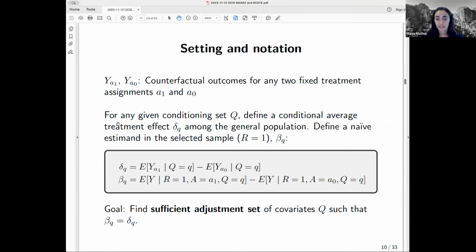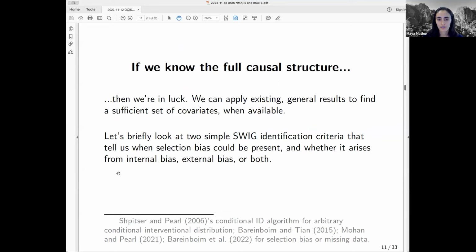The estimand that we actually can get at in the selected sample is called beta Q. And that one is simply a mean difference, but conditional on R. I'm showing everything on the difference scale just for simplicity, but all of these results are going to apply regardless of the scale. And so the game we're going to try to play is to find a sufficient adjustment set of covariates Q such that our beta Q actually is equal to our desired delta Q. All right. So if we know the full causal structure, then we're in luck.